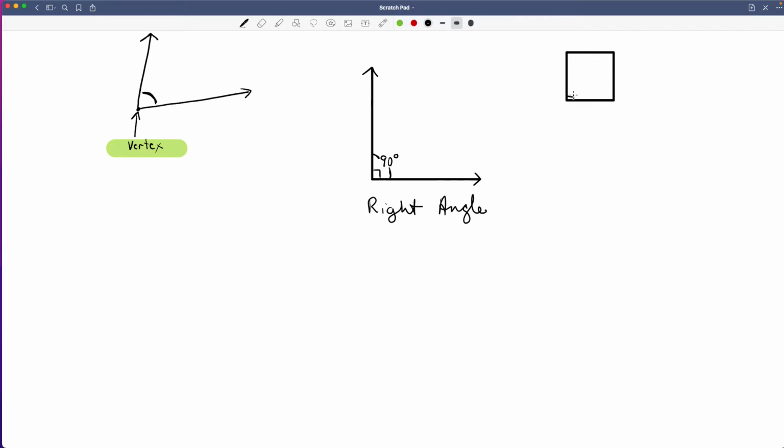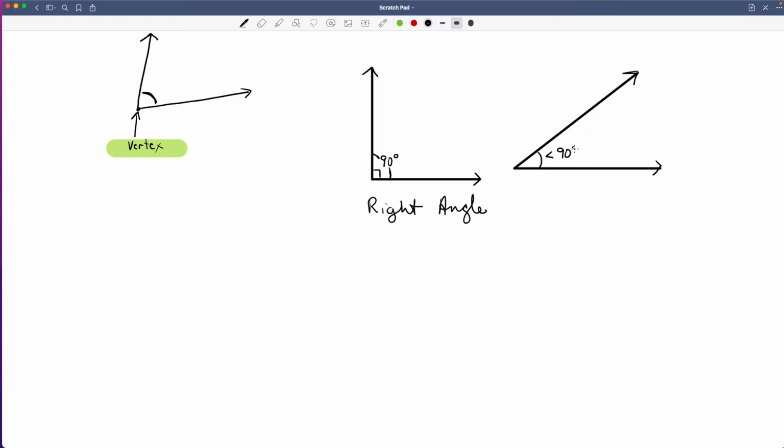An acute angle. Acute is smaller than 90 degrees. So this measurement here on the inside is going to be less than 90 degrees when you measure it with a protractor. And we'll do some protractor measurement in the next lesson that we talk about angles. Then you have, this is called an acute angle, and that is less than 90 degrees.